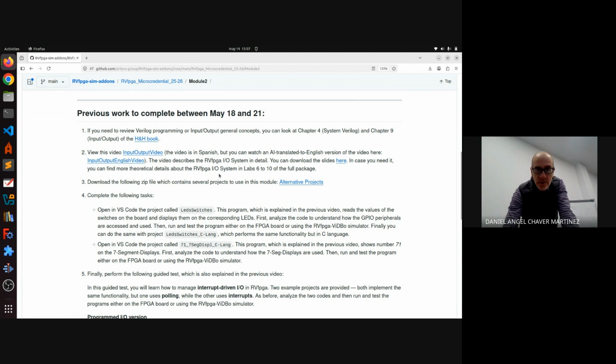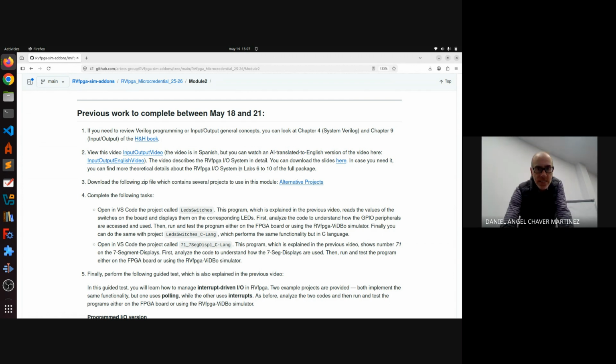And the video describes the RVfpga input-output system in detail, focusing specifically on the peripherals that we will use in this course, which are basic peripherals such as the LEDs, the switches, and the 7-segment displays, both from a programming-based input-output point of view and using interrupts.